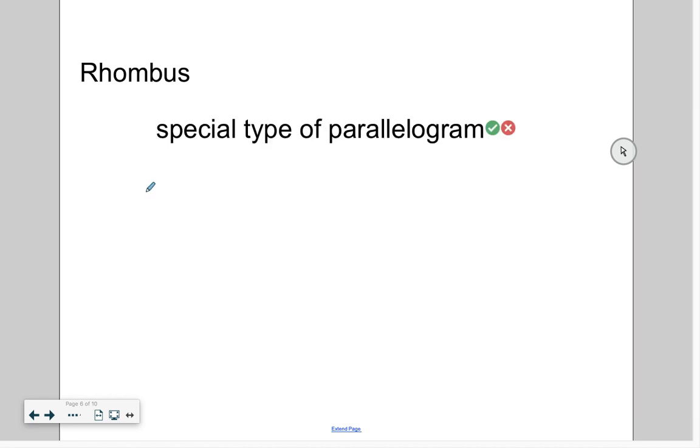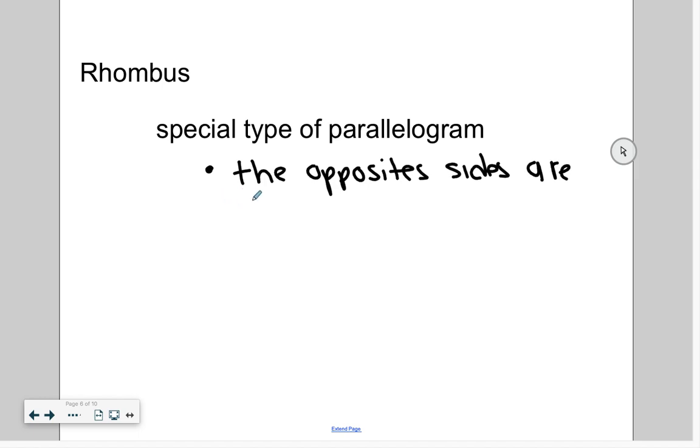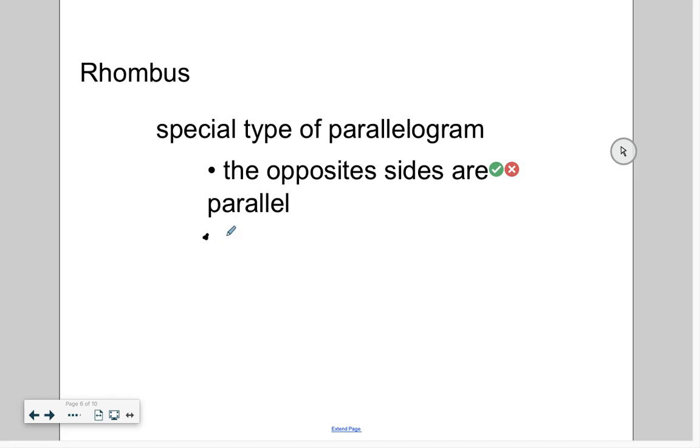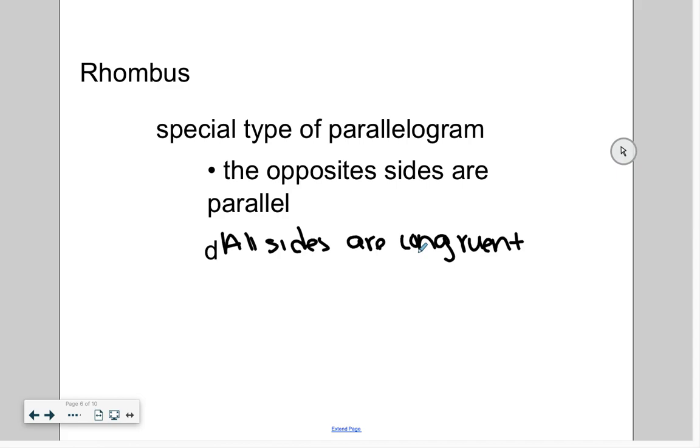Woohoo. All right, so we're going to talk about 4 special characteristics of a rhombus, okay? The first one is, of course, the opposite sides are parallel. So same rule as a typical parallelogram. The second one is that all sides are congruent. And quick refresh right here, congruent means that they're the same.